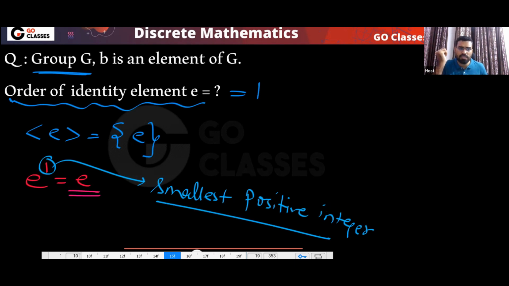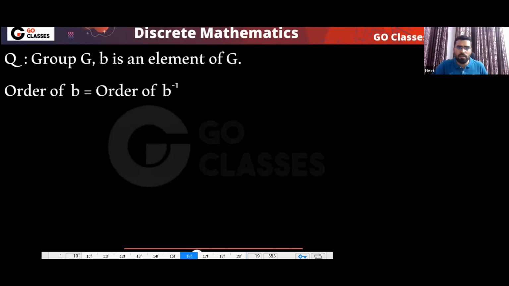Okay, so that is the reason I can say the order of the identity element is always 1. This will always happen. And what about this question? B is an element. Can I say the order of B is equal to the order of B inverse? Can I say an element has the same order as its inverse?